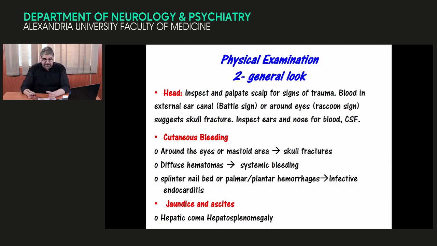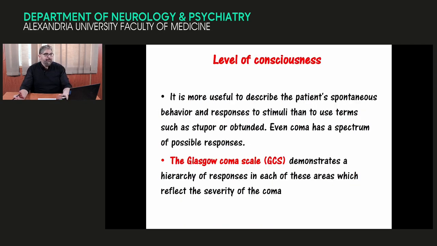As we said, bleeding around the eye, bleeding in the ear, diffuse hematomas in the body, it means systemic bleeding. If the patient is jaundiced or ascitic, having ascites, the patient may be suspected of hepatic encephalopathy. If the patient looks uremic, all these findings characterizing a local or systemic issue should be considered.